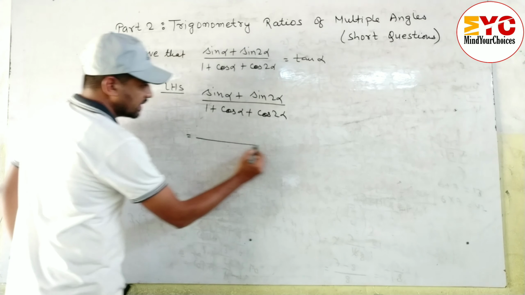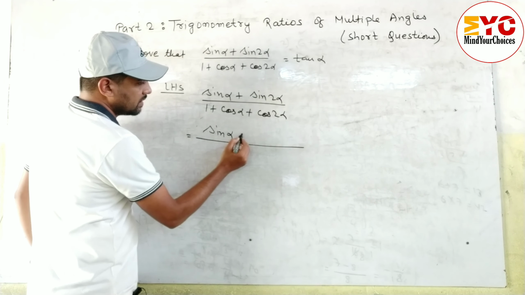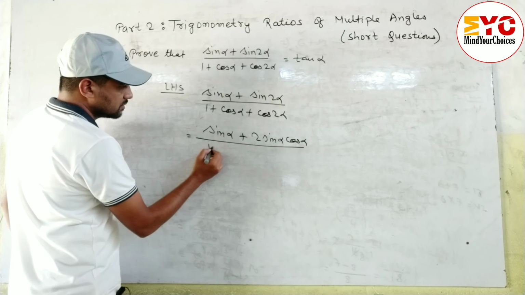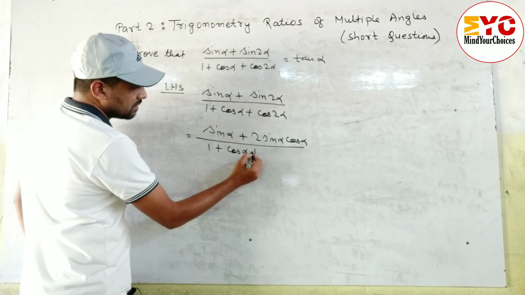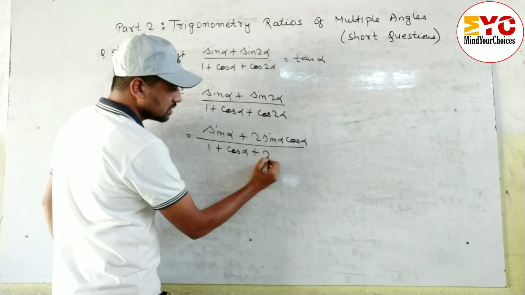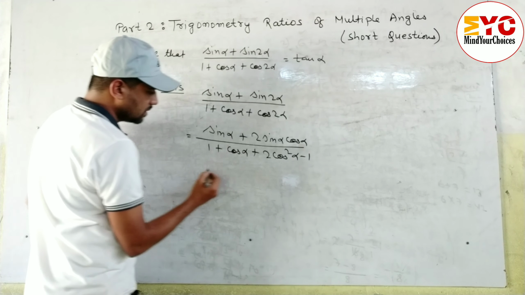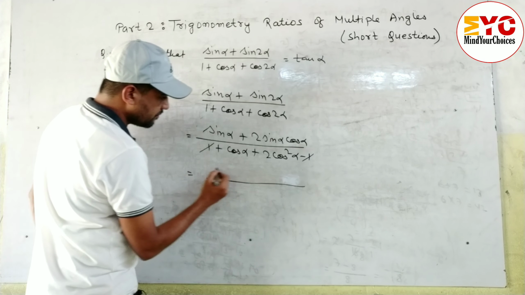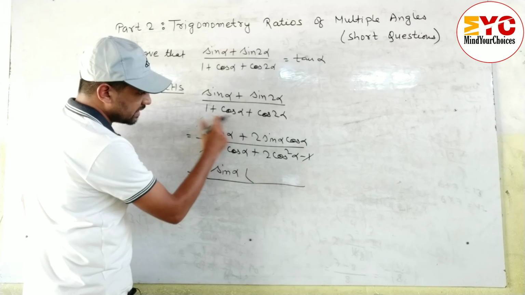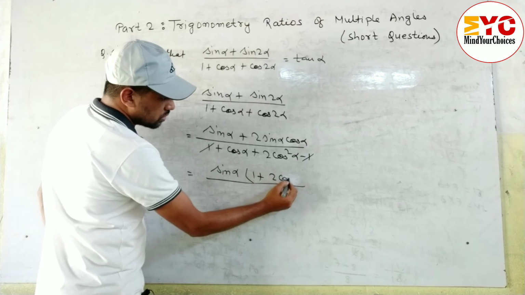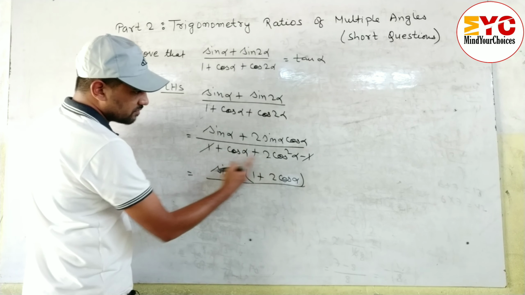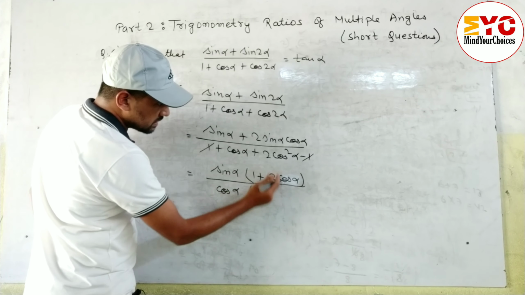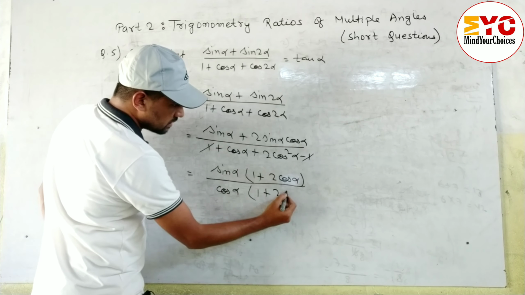So look at here once. Sin alpha plus sin 2 alpha means 2 sin alpha cos alpha. Similarly 1 plus cos alpha plus cos 2 alpha, we have to use in the form of cos: 2 cos square alpha minus 1. Now 1 and 1 we can cancel. So from here what is common? We can take sin alpha common. Remaining here nothing, so 1 plus 2 cos alpha. From here what is common? From these 2 terms cos alpha is common. So remaining here is nothing. So 1 plus 2 cos alpha, cos alpha.